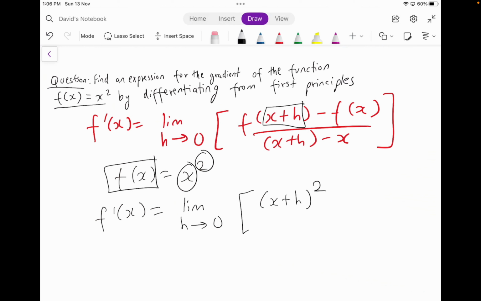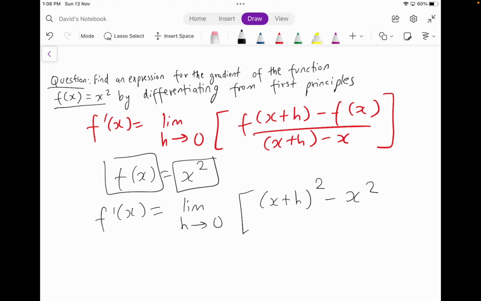So that's why we're squaring the value in this case, minus x squared, since we know f of x is going to be equivalent to x squared. So that's why we are substituting the values accordingly. Divided by x plus h minus x. This just simplifies, like I said, to h.